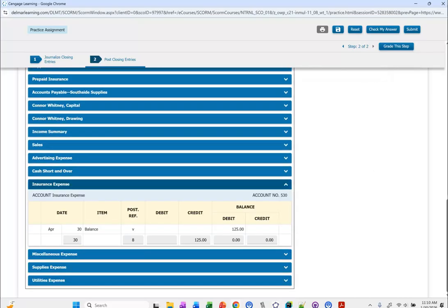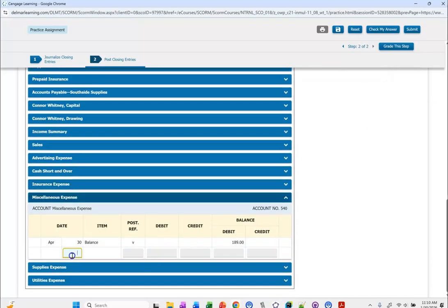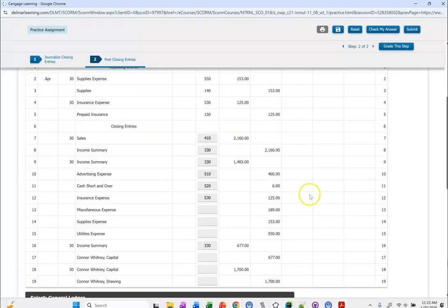And miscellaneous expense, 38. I have a debit of 189. I need a credit of 189 to cancel that out. And that's account 540.